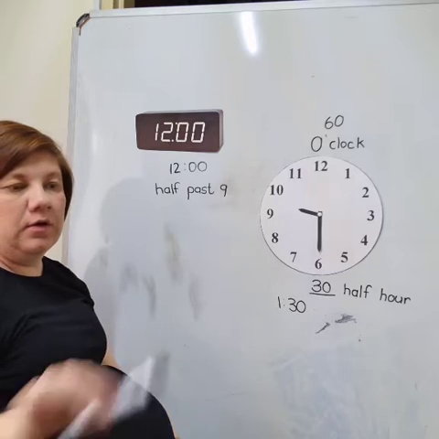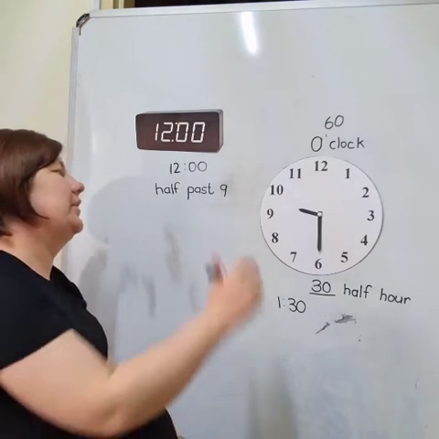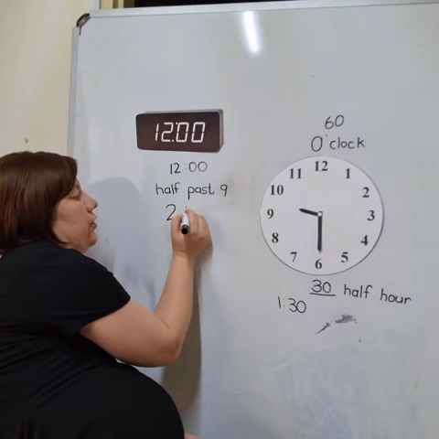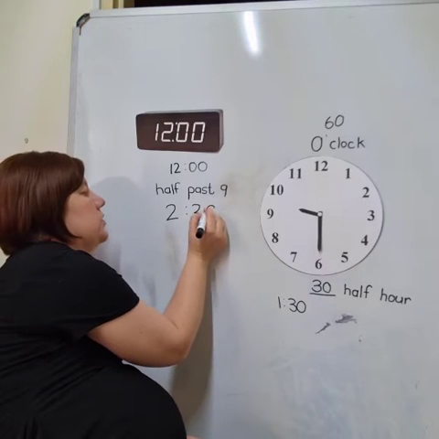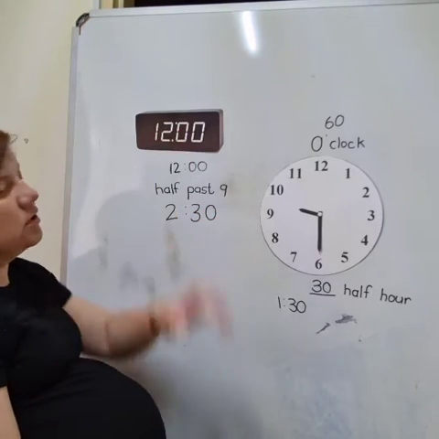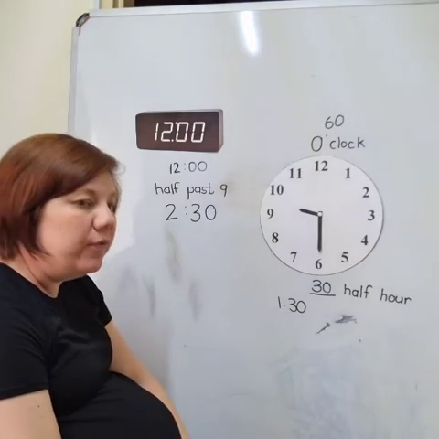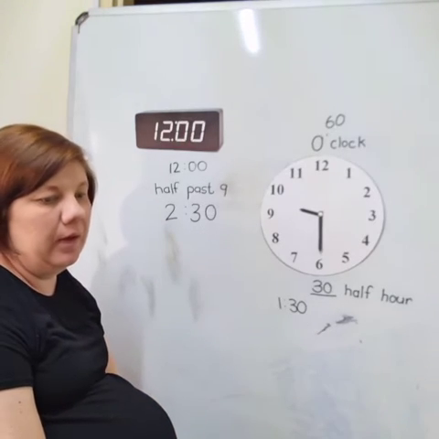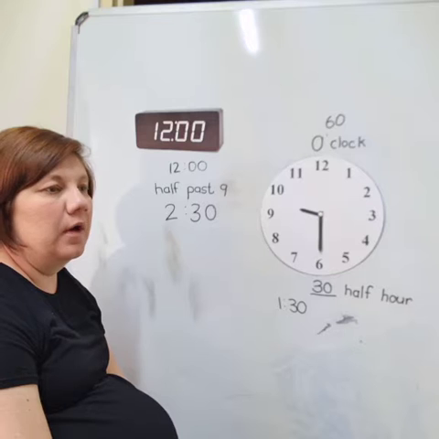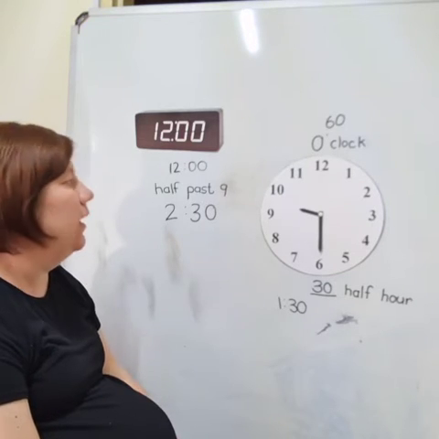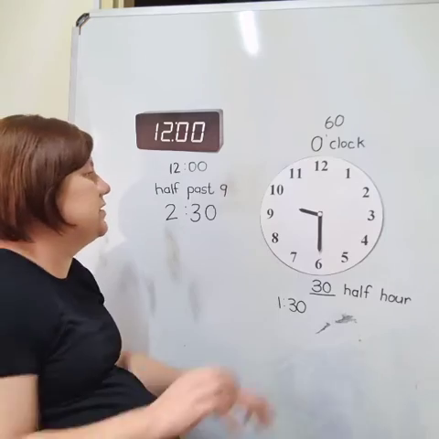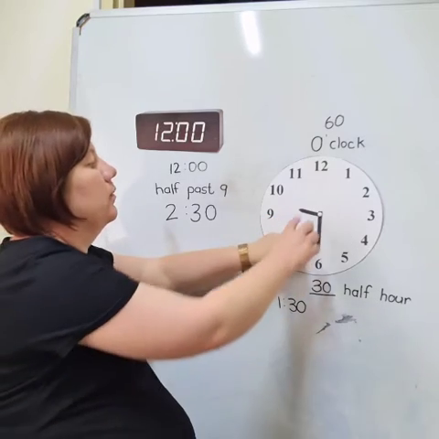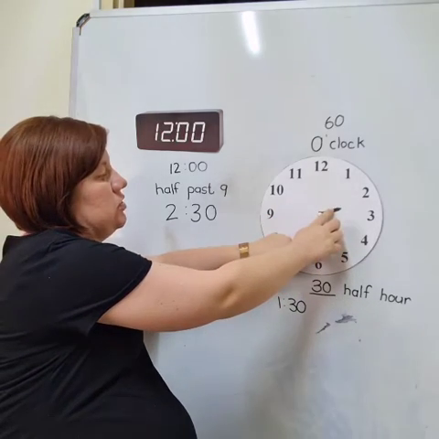Okay, you ready for another one? Good. I want you to show me 2:30. When we say it is 2:30 on a digital clock, how will you move your arms on your analog clock to show me 2:30? Okay, clocks in the air, let me see. Good. So when we say 2:30, our minute arm will be on the 6 and our hour arm will be between the 2 and the 3.